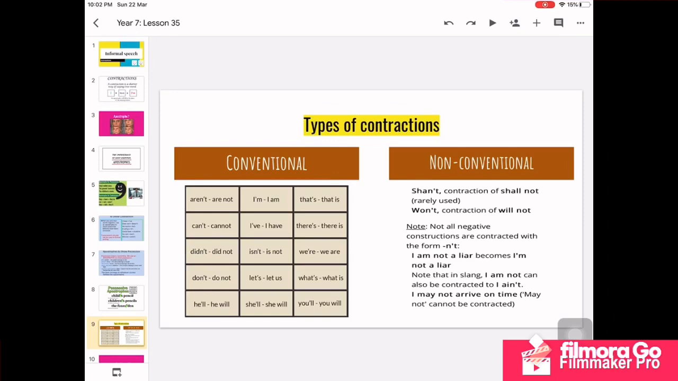Not all negative constructions are contracted with the suffix n apostrophe t. For example, I am not a liar becomes I'm not a liar. So not all negative constructions are contracted with the suffix n't. So I hope this class is very easy for you to understand.